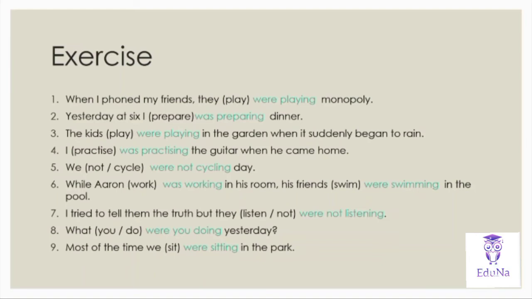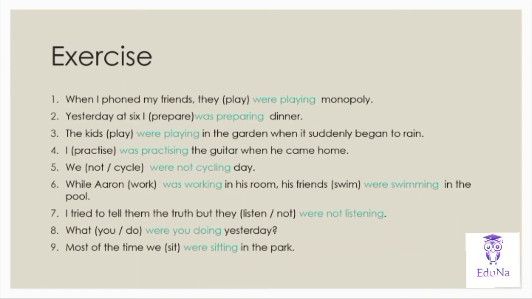Now, we not cycle every day. We not cycle every day, so it's a negative sentence. We is a plural subject, so we add were. And cycle, we cross e and add ing, so cycling. And we said before that when we have a negative, we should put not between the verb to be, which is in the past form, and the base form plus ing. So we were not cycling every day.